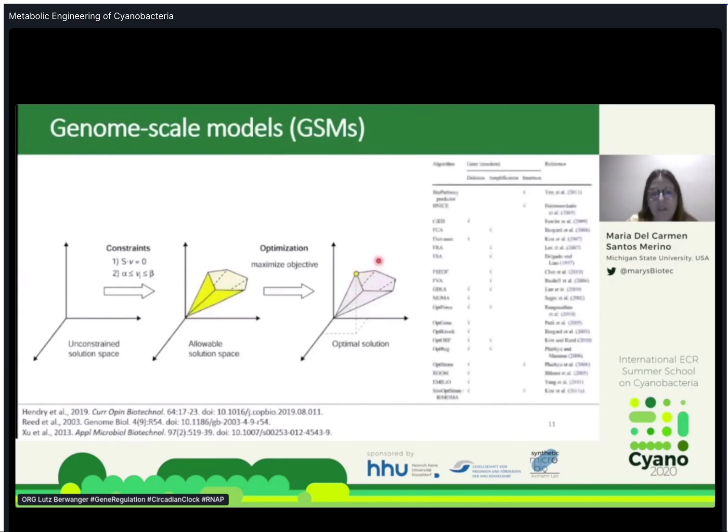A lot of algorithms have been developed to obtain this optimal solution, and some of them are specifically involved in finding which genes we can delete, others which genes we can overexpress, and in some cases, some algorithms can identify which pathways or reactions we can include in our species to increase the production of a specific compound. At the end of this presentation, I'm going to focus on one example that used this algorithm, OptForce.